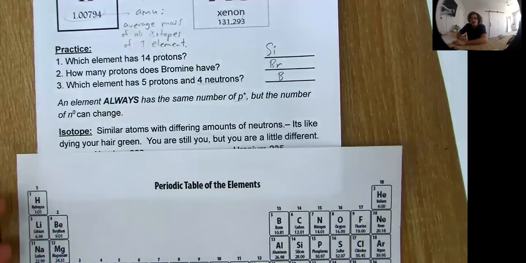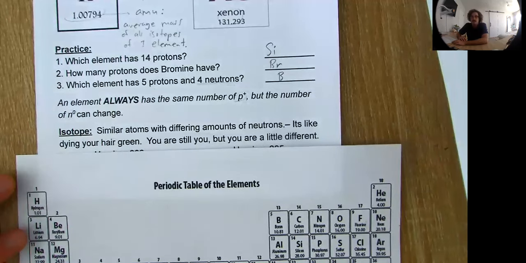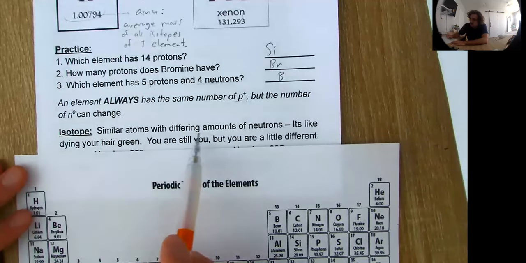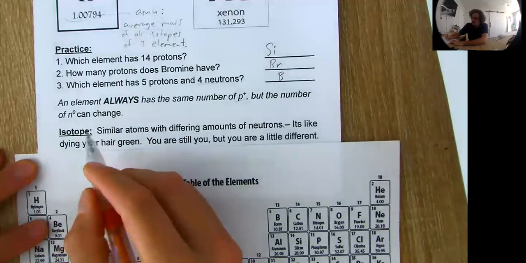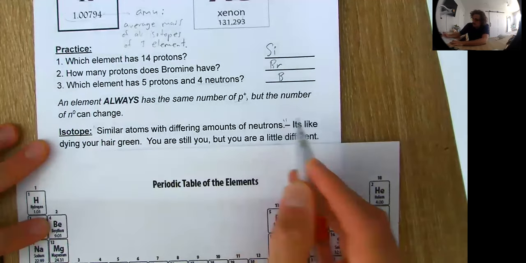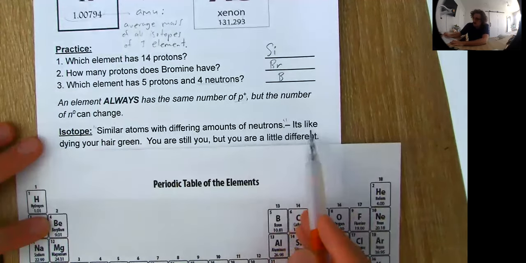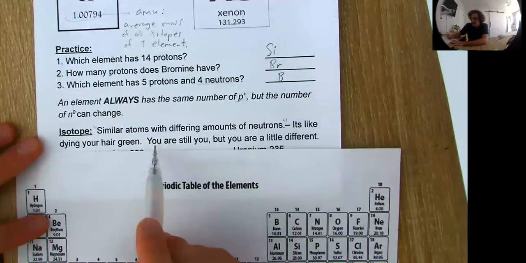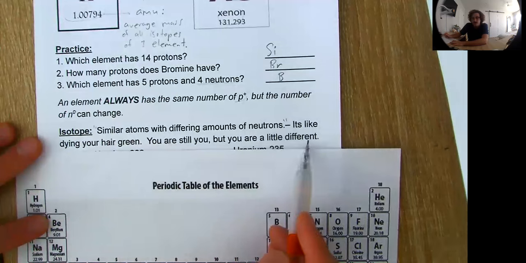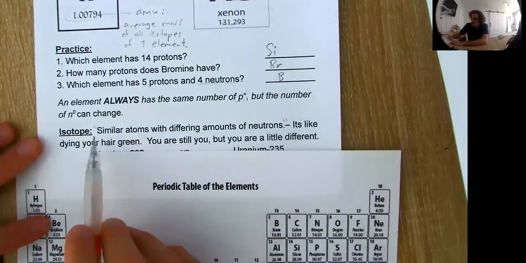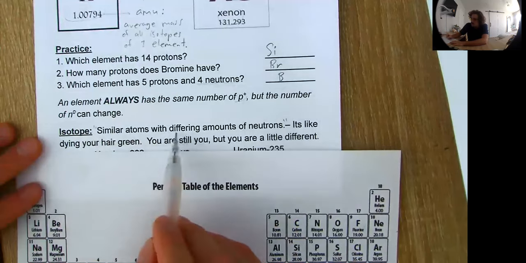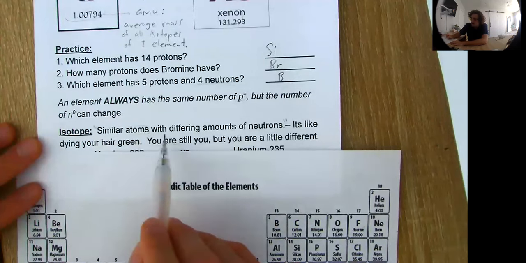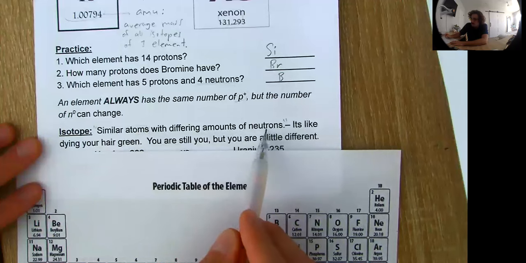So you can write all these definitions down, write this whole page down, but it says isotope is similar atoms with differing amounts of neutrons. That right there is the full definition. Okay, and then this is added. It's like dyeing your hair green. You're still you, your identity is still the same, but you're a little different. So an isotope is just a similar atom of the same element with differing amounts of neutrons.